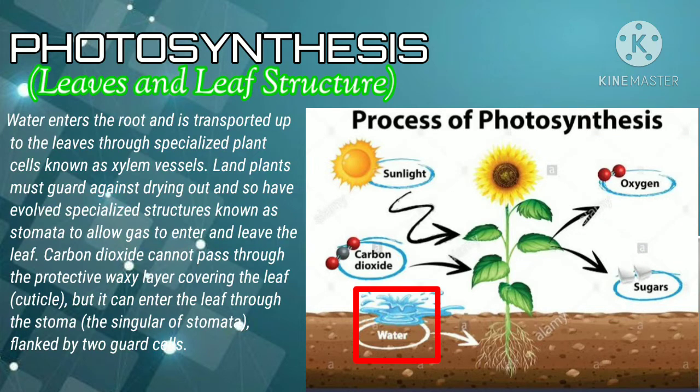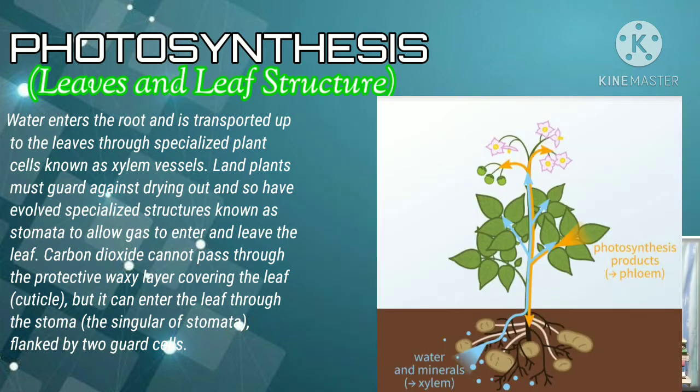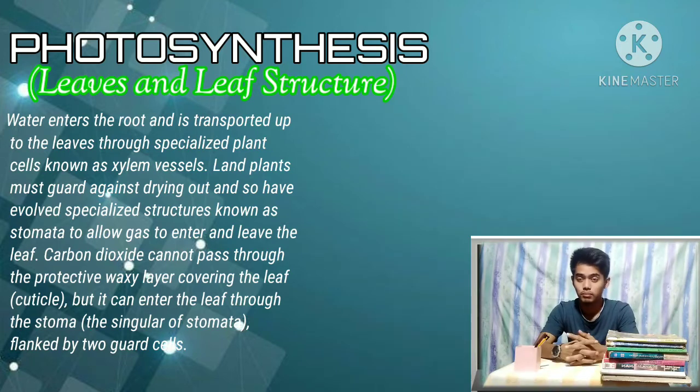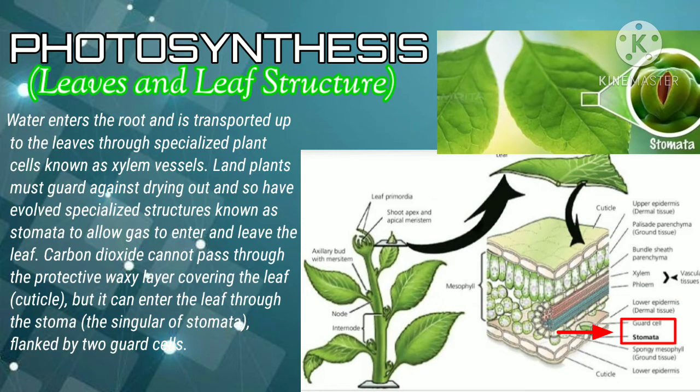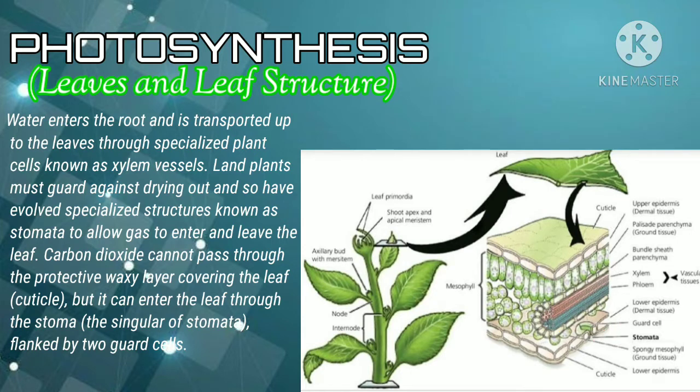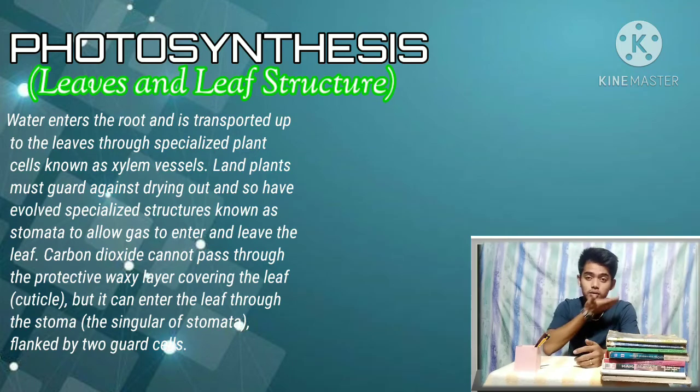Water enters the root and is transported to the leaves through specialized plant cells known as xylem vessels. Land plants must guard against drying out and so have evolved specialized structures known as stomata to allow gas to enter and leave the leaf. Carbon dioxide cannot pass through the protective waxy covering of the leaf, the cuticle, but it can enter the leaf through the stoma, the singular of stomata, flanked by two guard cells.